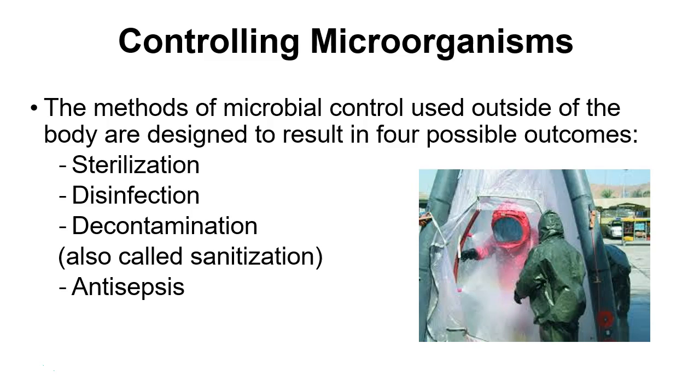So, controlling microorganisms. The methods of microbial control used outside of the body are designed to result in 4 possible outcomes: sterilization, disinfection, decontamination, or asepsis. Sterilization and disinfection are used on hard surfaces or inanimate objects. You will disinfect your area before and after a lab using the 70% alcohol or a 10% bleach solution. Antisepsis is when you wash your hands or use hand sanitizer. Antisepsis is for tissue. They're not as effective, but they are designed to not be harmful to human tissue also.